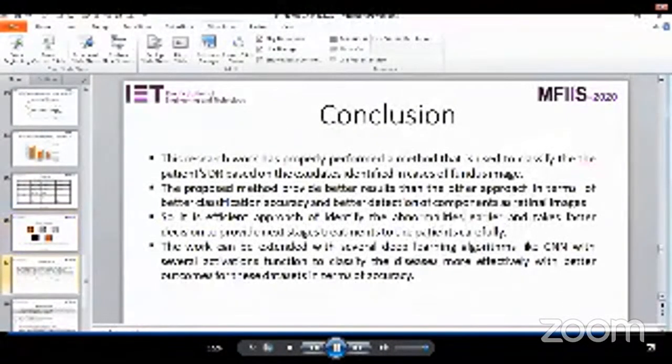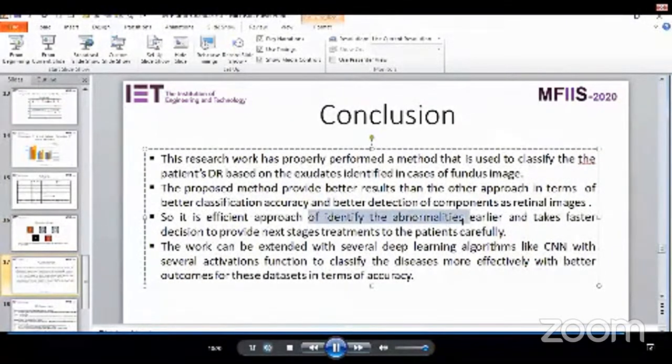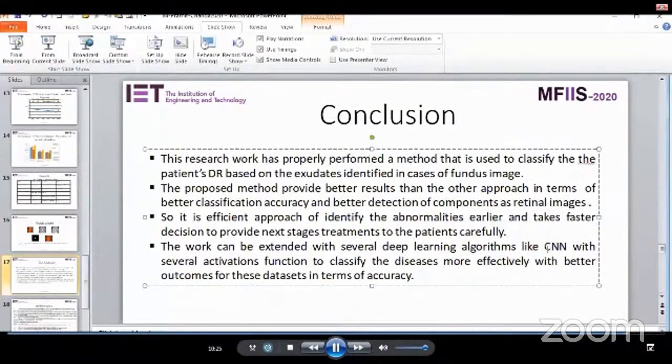And now the conclusion part. Mainly, the work provides more than 85% accuracy, and it is done with a method for classifying the patient's diabetic retinopathy and exudates efficiently from the fundus image. The proposed approach provides better accuracy than the other compared methods, and it efficiently identifies abnormalities earlier and enables faster decisions for the next stages of treatment of the patient.